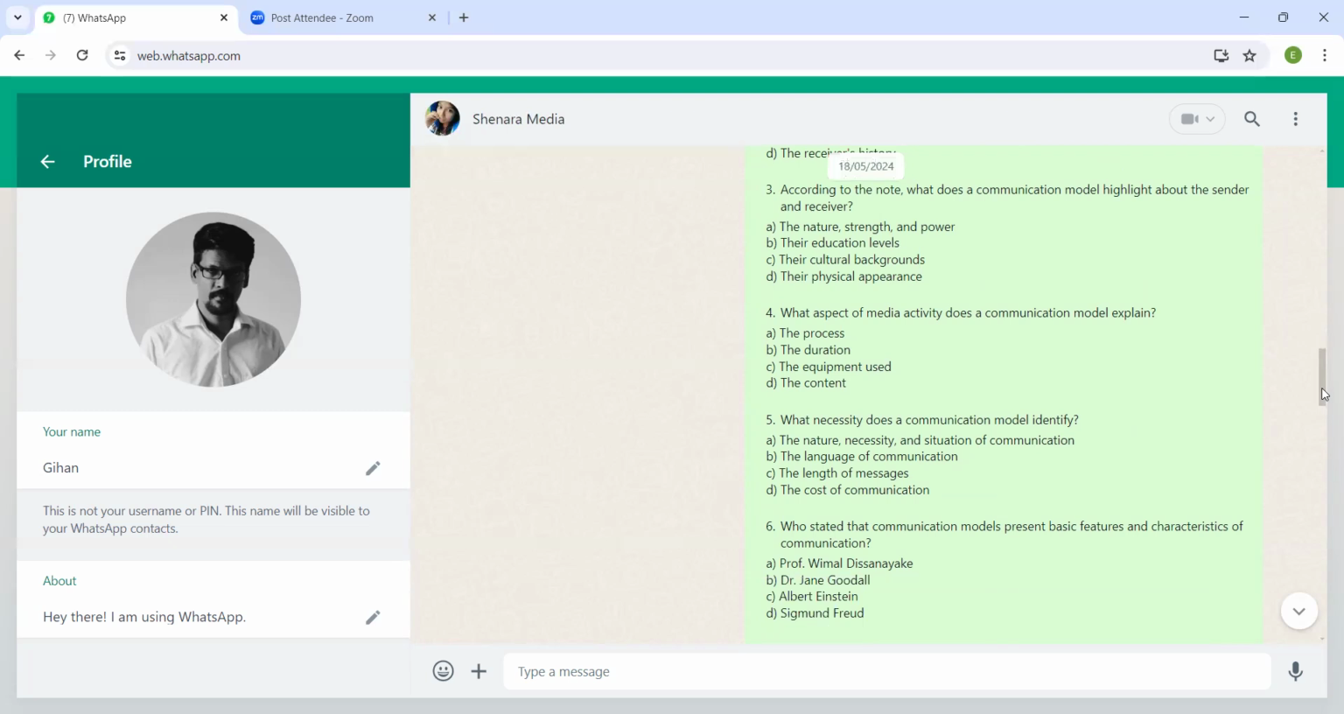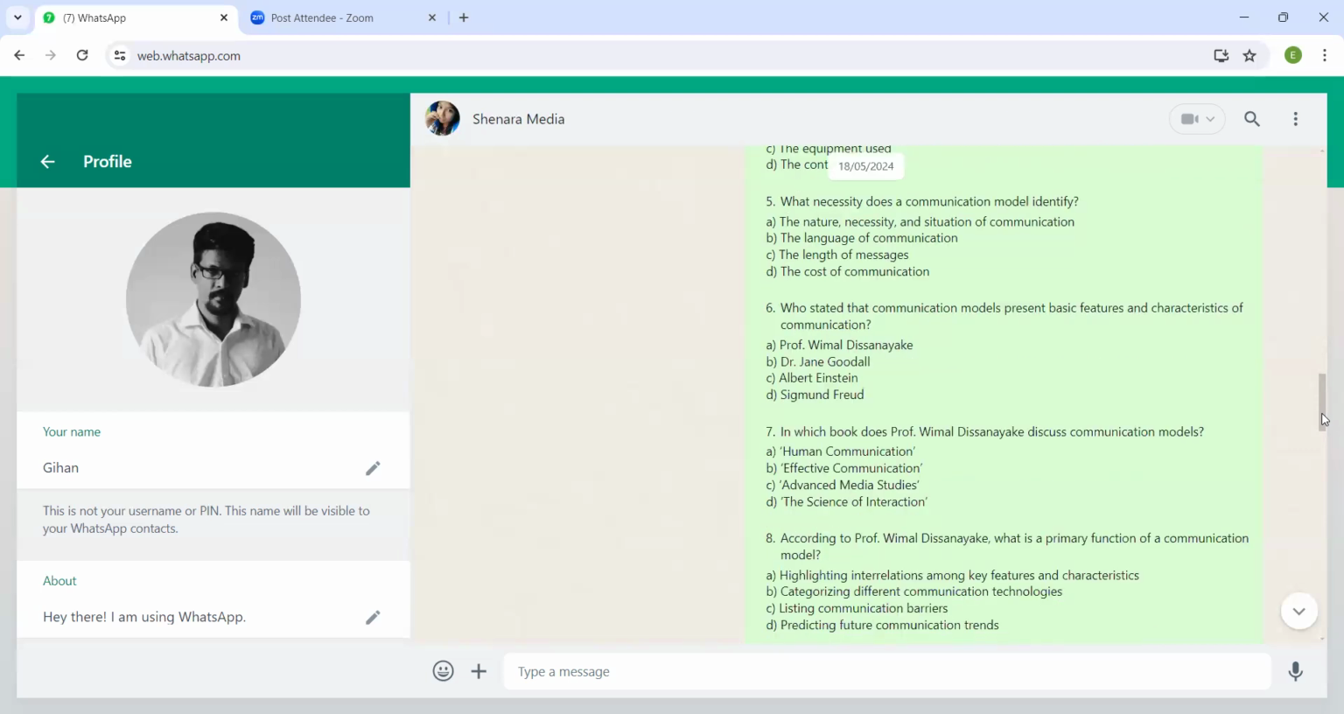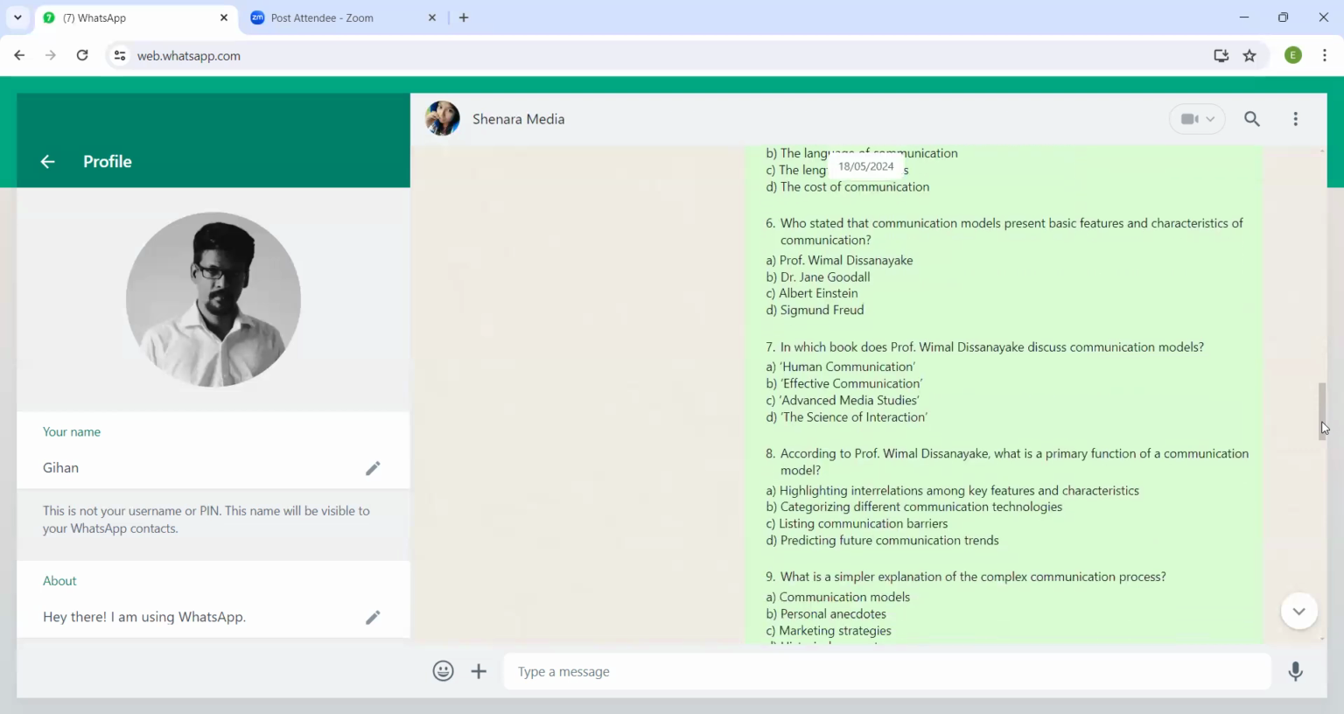Number 6. What's the answer? A. Who stated that communication models present basic features and characteristics of communication? Professor Vimal Disanayake. There are basic features and characteristics of communication, as said by Professor Vimal Disanayake. In which book does Professor Vimal Disanayake discuss communication models? Human communication. Answer.